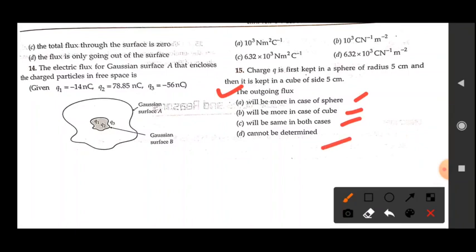As you know, the outgoing flux does not depend on any kind of shape or size of the surface. So, as it will not depend on the shape of the surface, its value will be the same in both of the cases. So this is now our answer for the question.